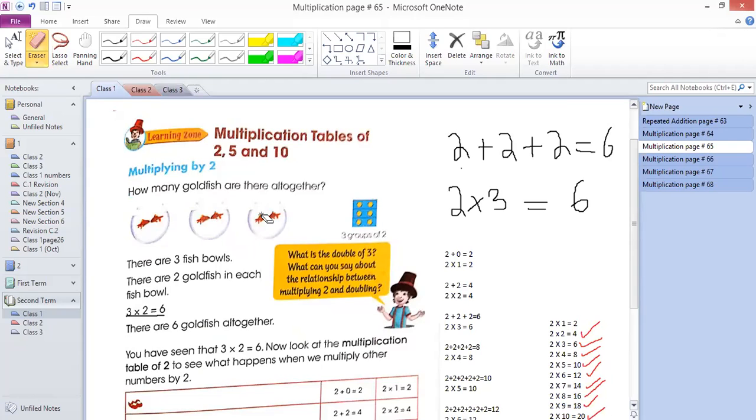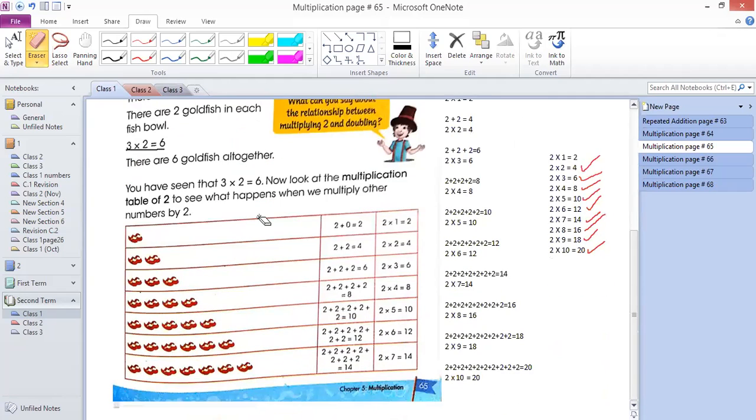Let's check the table of 2, guys. If we have different groups of 2, what possible answers we can have? Look here, there is only one group of 2, there are 2 fishes, so the total fishes are 2. 1 times 2 equals 2. There are 2 groups of 2, so either you can add 2 two times or you can multiply 2 by 2. So 2 times 2 is equal to 4.